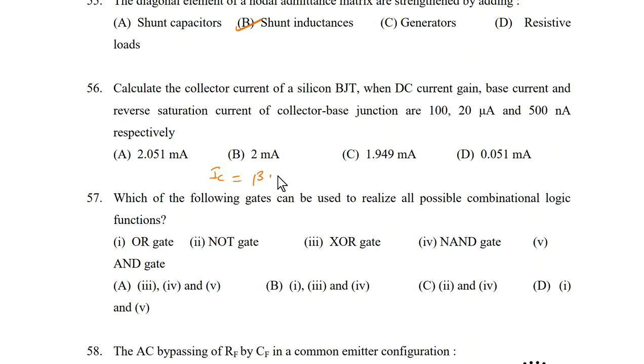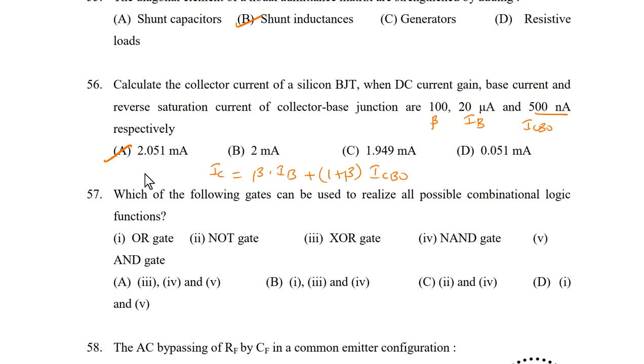So beta into IB plus 1 plus beta into ICBO. We know that beta value is what? This value is the beta value and IB value is 20 microamperes and this will be ICBO 500 nanoamperes. Substitute these values in this equation and we'll get the answer as 2.051 milliamperes.